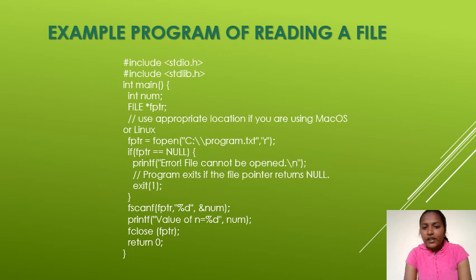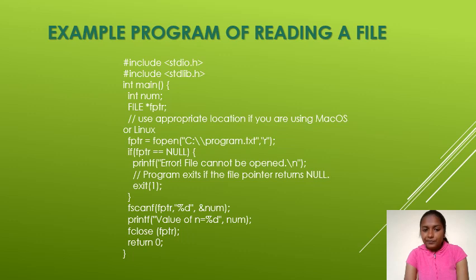If fptr is equal to NULL, print error, file cannot be opened. This is the error handling part. If the file cannot be opened, then you print the error, file cannot be opened.